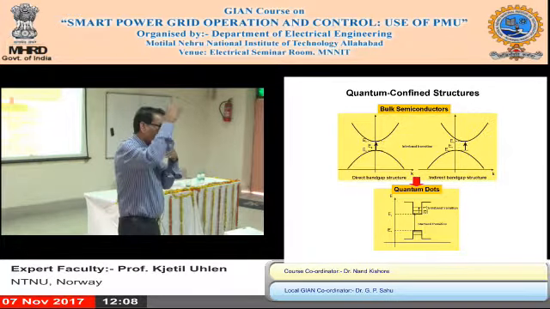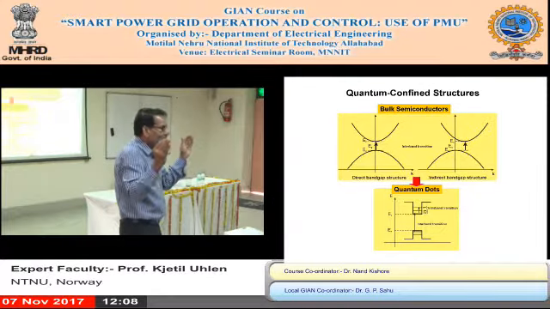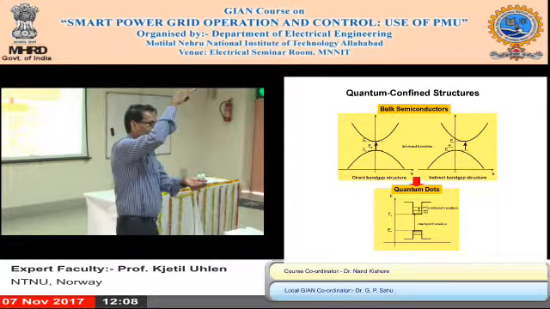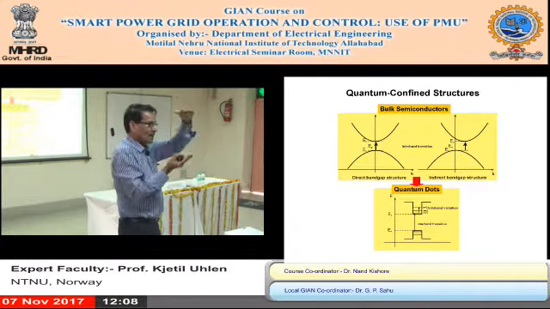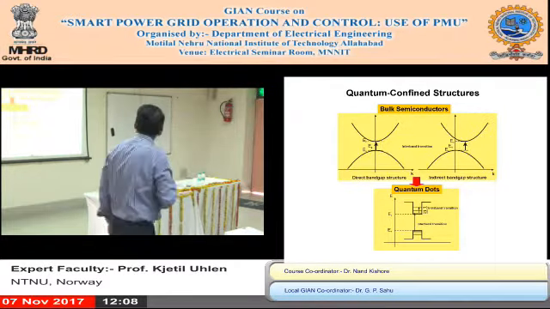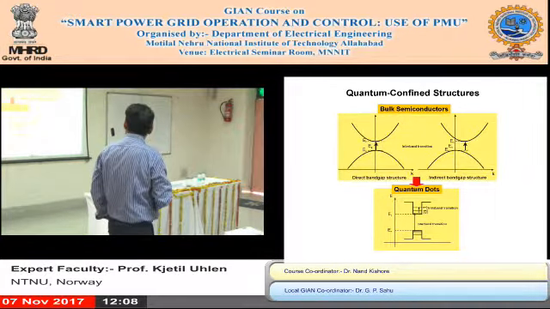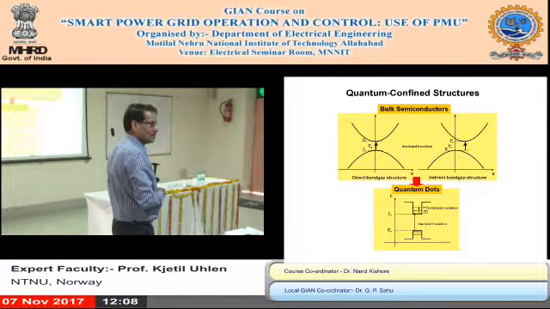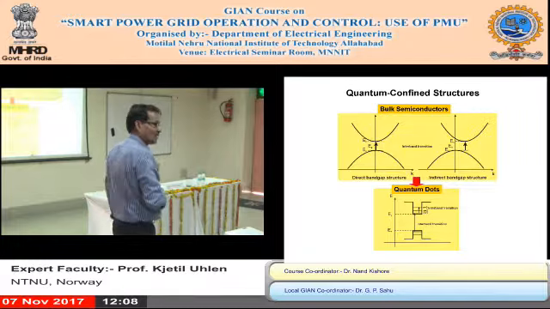And then the gap between the levels is dependent on the length of the box. As the length is small, the gap is big. As the length becomes wider, the gap becomes smaller. Size tunable. The same thing happens over here. This is like a box. You have trapped the electron and the hole. Okay? And as the particle size becomes bigger, this gap becomes smaller.